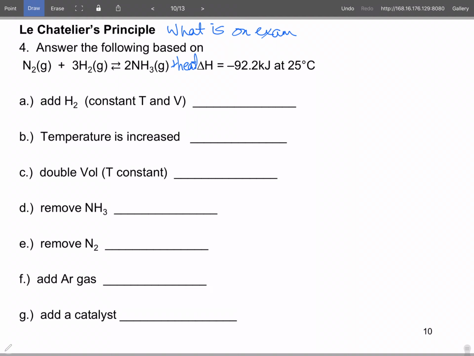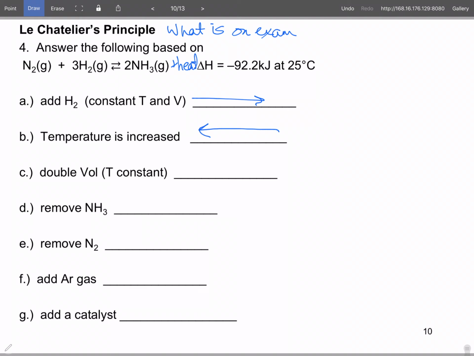And so we're going to add hydrogen. Now, what do we do with the constant temperature and volume? All you're doing there is making sure you're only looking at the hydrogen moving. So we're going to add hydrogen, which is a reactant. So we're going to have to get rid of it, move it to the product side. Temperature is increased, which means we're going to add temperature, which means you're adding a product. We need to get rid of it, so we're moving to the reactant side.